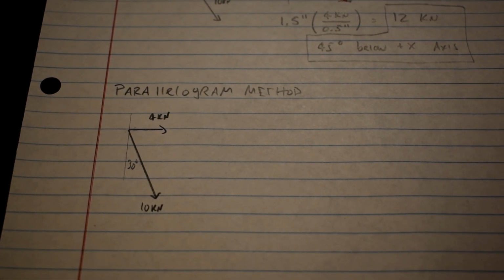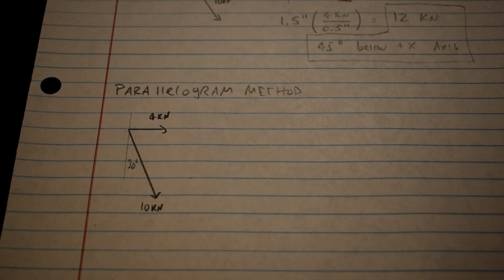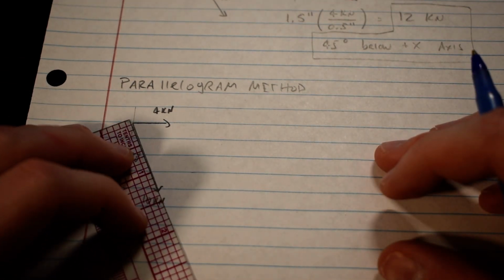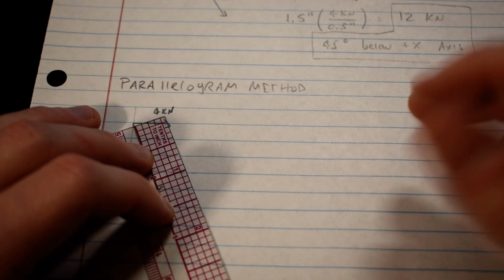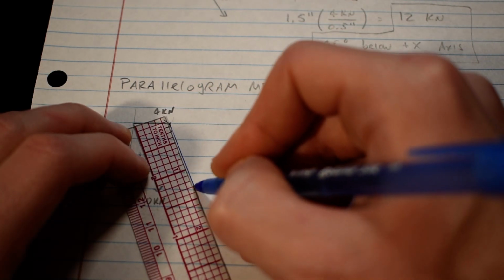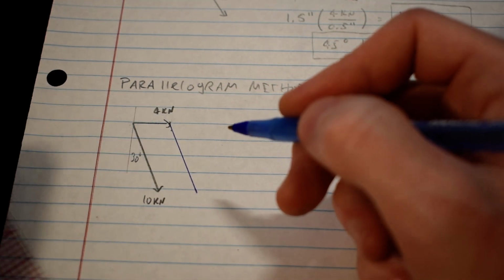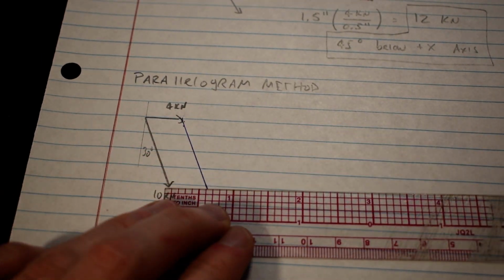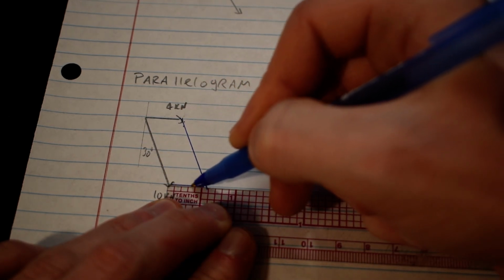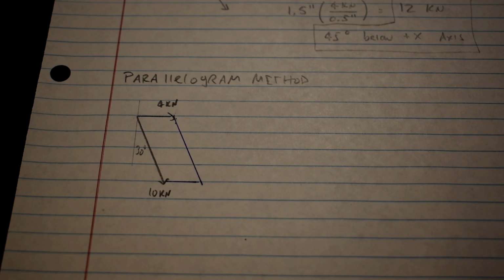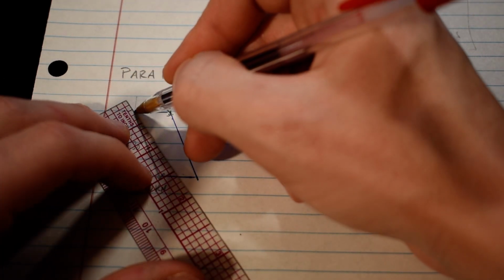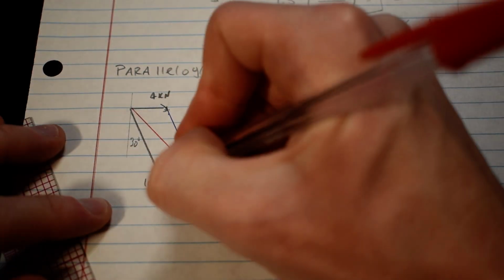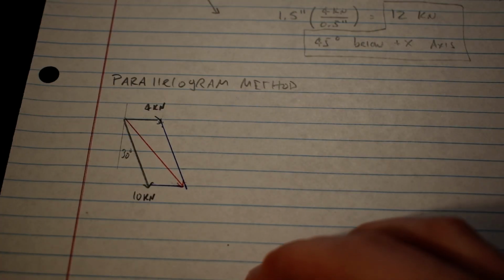Now the whole idea of the parallelogram method is we draw parallel lines to these forces. So we're going to move this over to the tip of that one and draw a parallel line of the exact same length, like so. That's approximately parallel. And then for the top force, I'm going to draw a parallel line of the exact same length, like so. And then we find the resultant by going from the origin to where those two lines meet, like that.